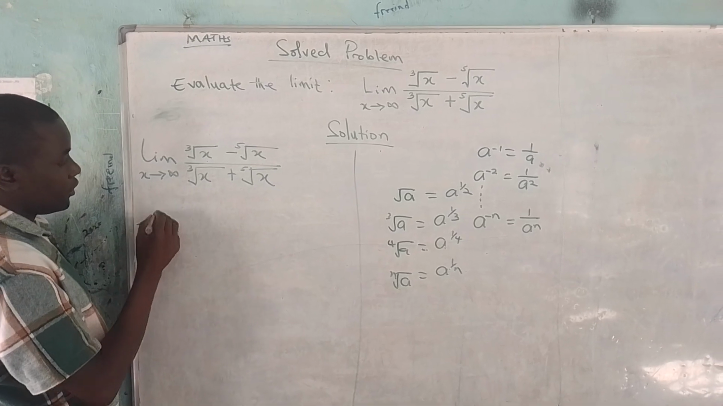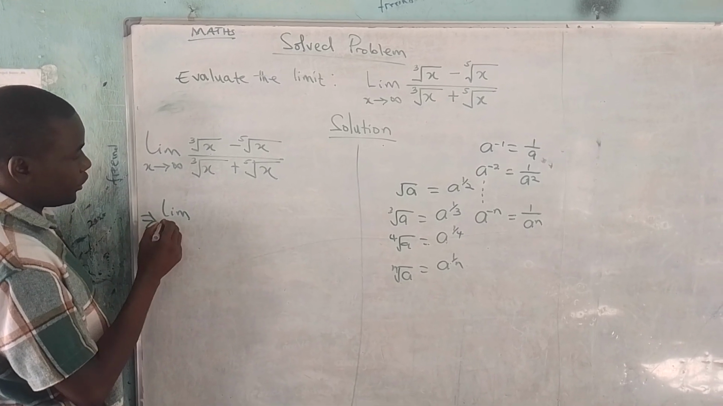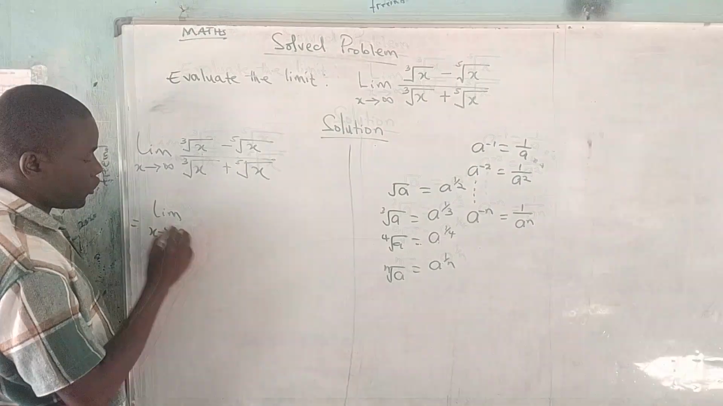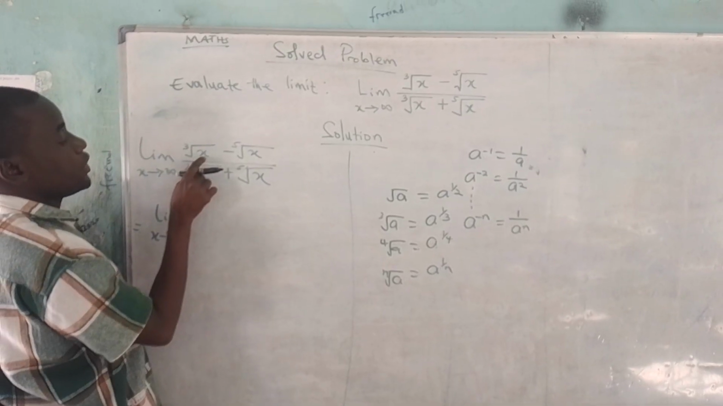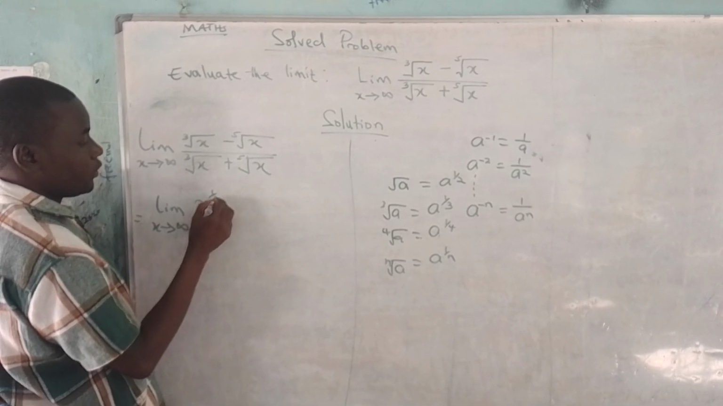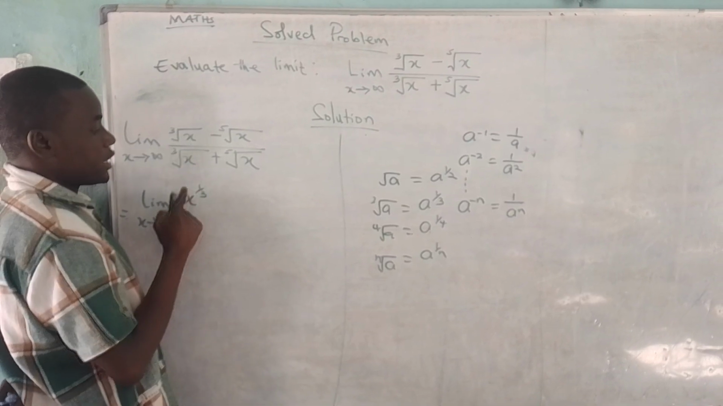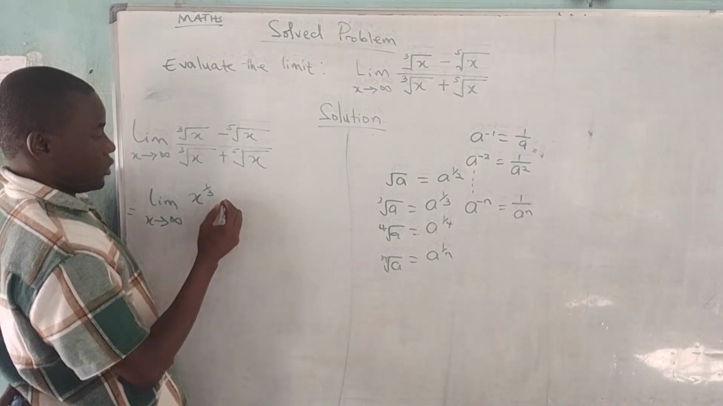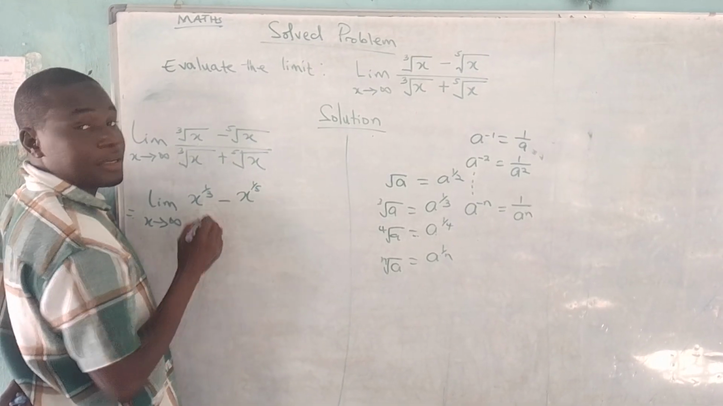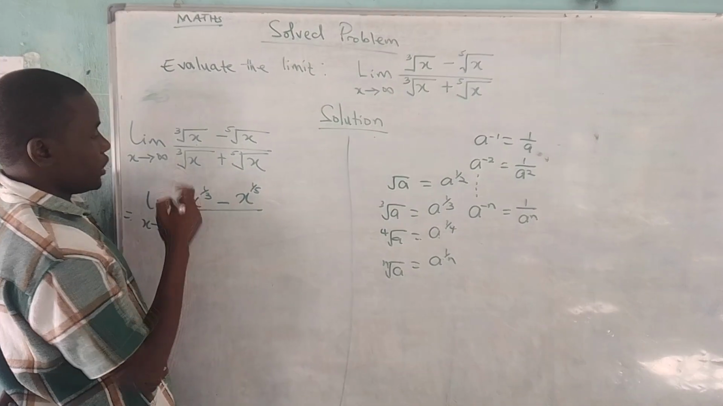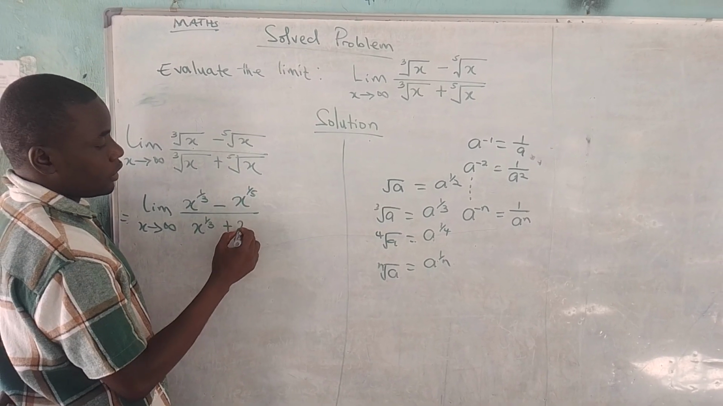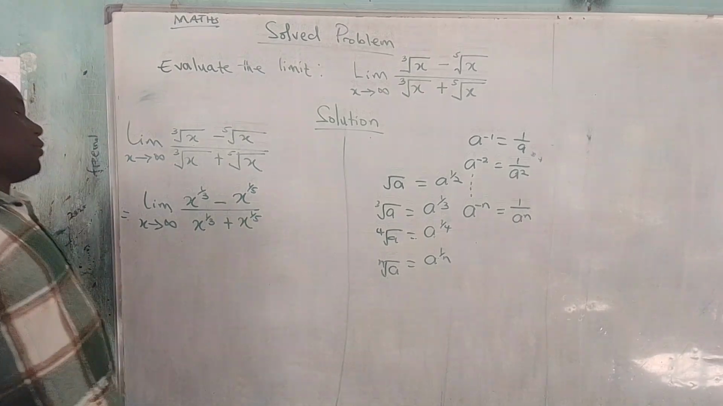So this implies that, it's equal to limit as x approaches infinity. How can I write this for easy understanding? Cube root of x is x power 1 over 3. Recall, indices. Fifth root of x is what? X power 1 all over 5. And this is x power 1 all over 3 plus fifth root of x, which is x power 1 all over 5.